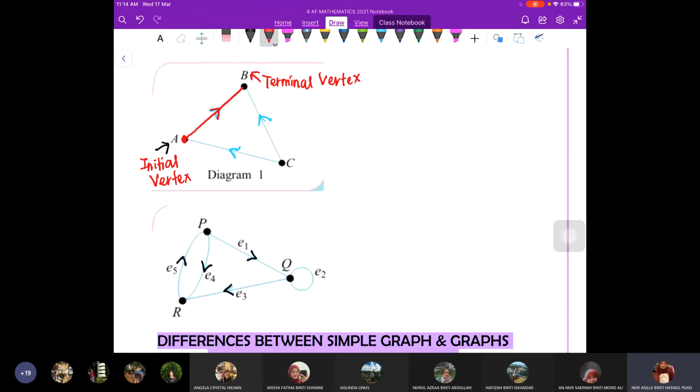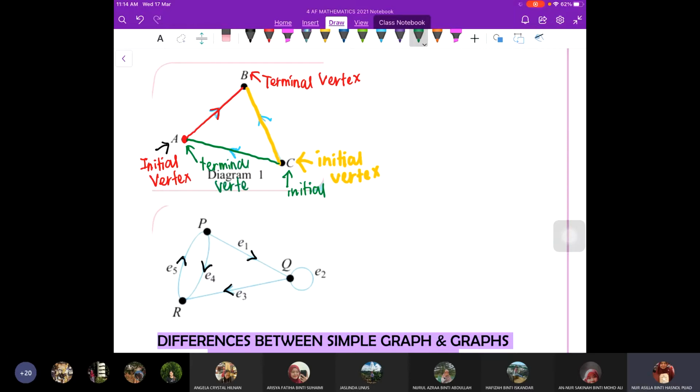Okay, so kalau saya pergi kepada edges yang warna kuning, so C akan jadi my initial vertex, B will be my terminal vertex. Okay, so kalau kita pergi kepada yang warna hijau, so C will be initial vertex and A will be terminal vertex.